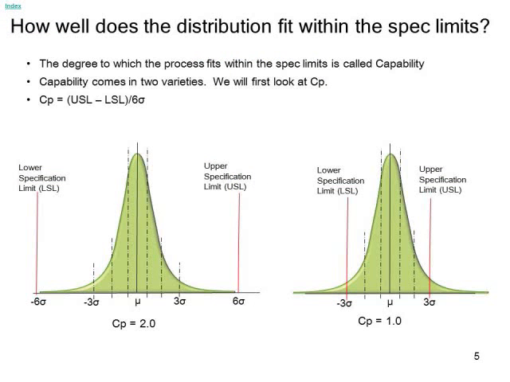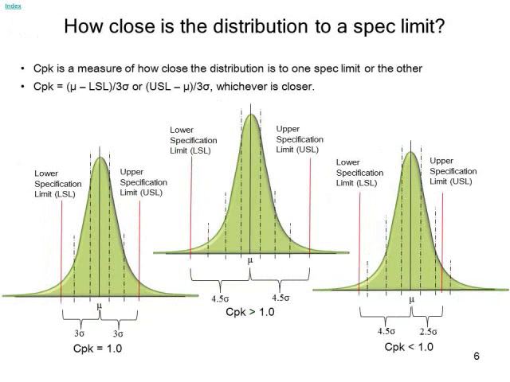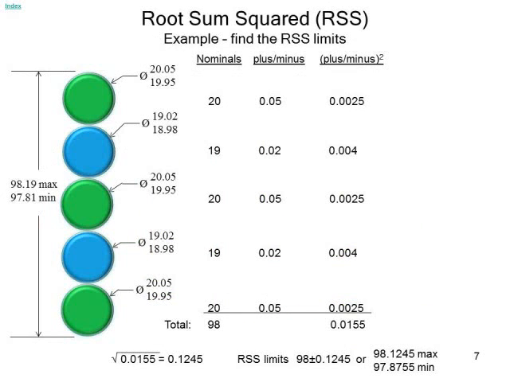In order to understand our results, we must understand capability. The book discusses the definitions and meanings of CP and CPK. Now we can discuss the most commonly used tool, which is root sum squared, or RSS. The book explains how to perform RSS.